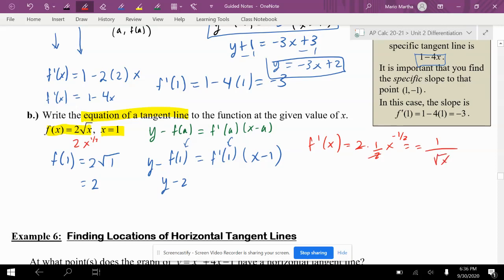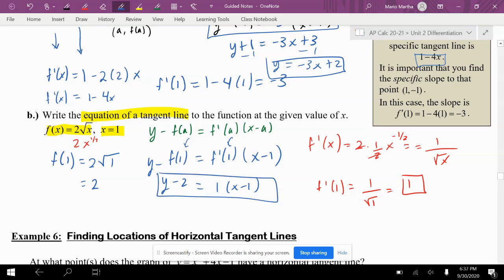And again, this is not the equation of the tangent line. This is the equation that gives me the slope at that specific moment, right? So now we can find f prime of 1 is going to be 1 over the square root of 1. So we just have positive 1 pretty much. So again, y minus 2 equals 1 times x minus 1. And again, you can stop right there. This could be your answer. You can always simplify, right? So you can have y equals, distribute, and that's going to be x plus 1, your final equation.